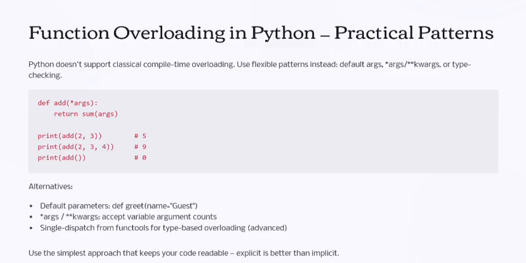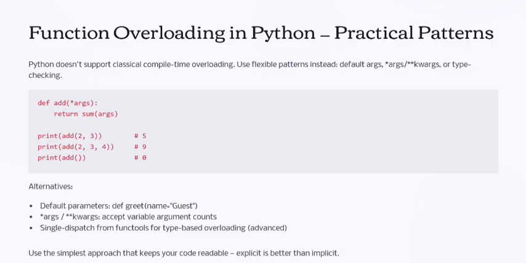Now let's discuss function overloading. Function overloading means having multiple functions with the same name but different parameters. In some programming languages like C++ and Java, this is directly supported, but Python handles it differently.